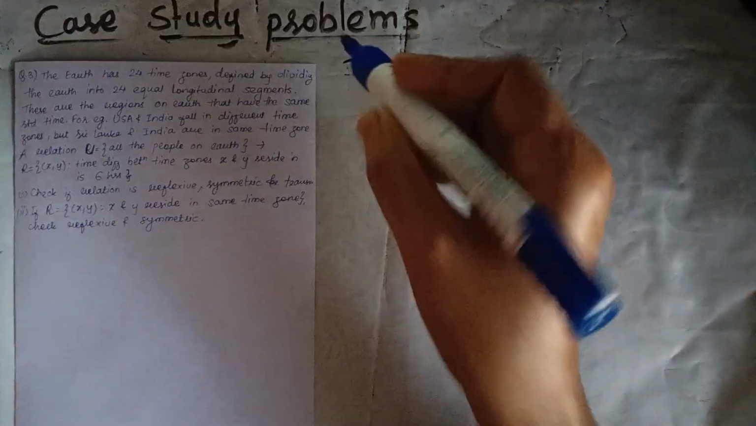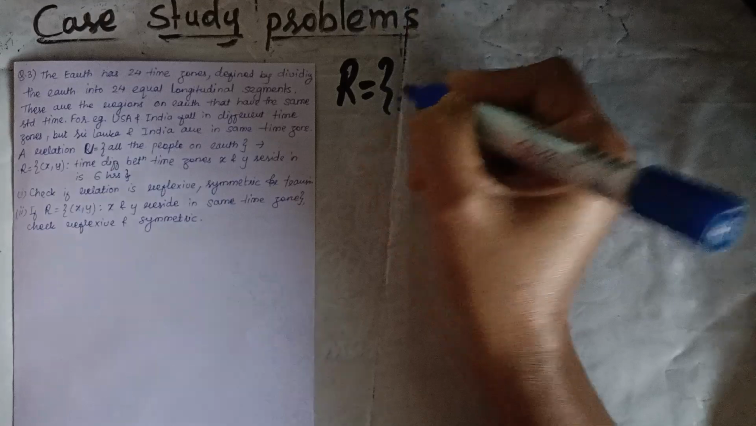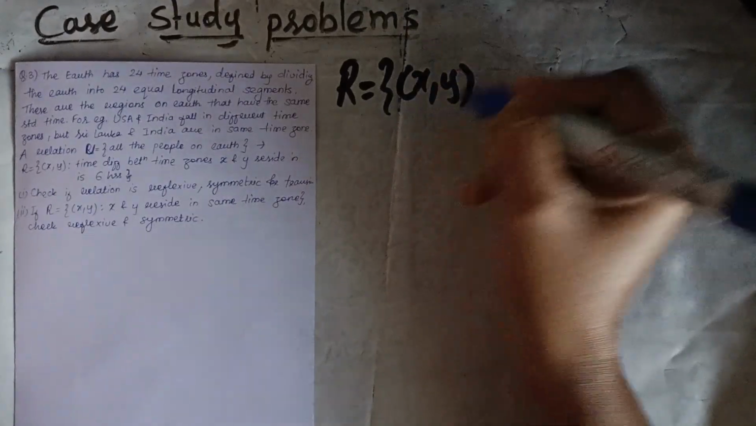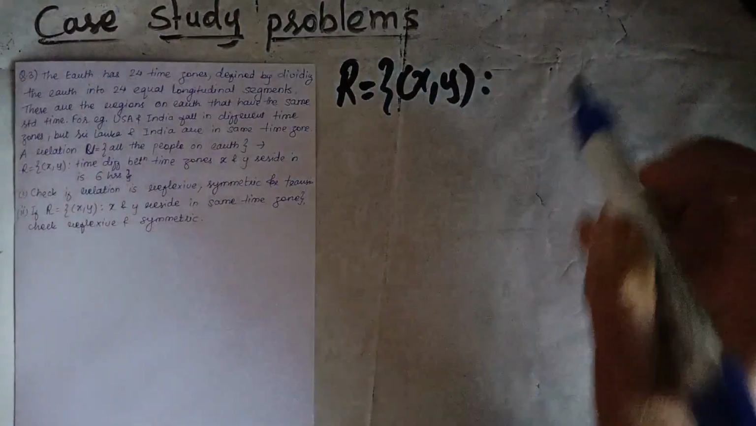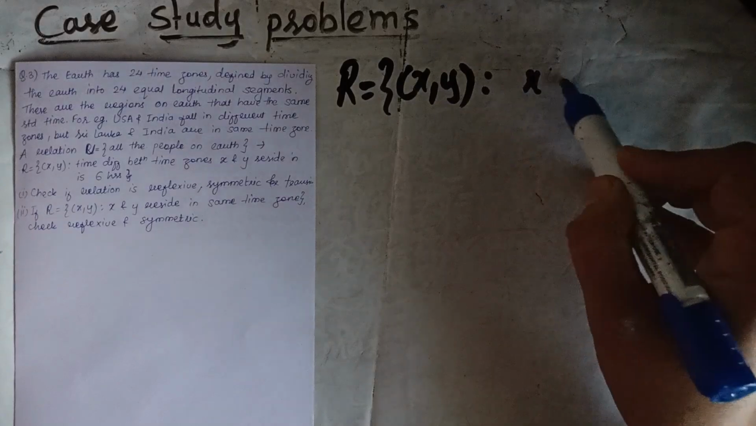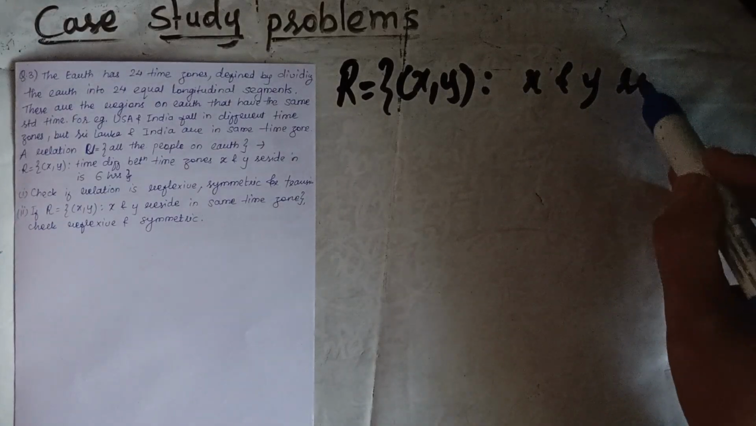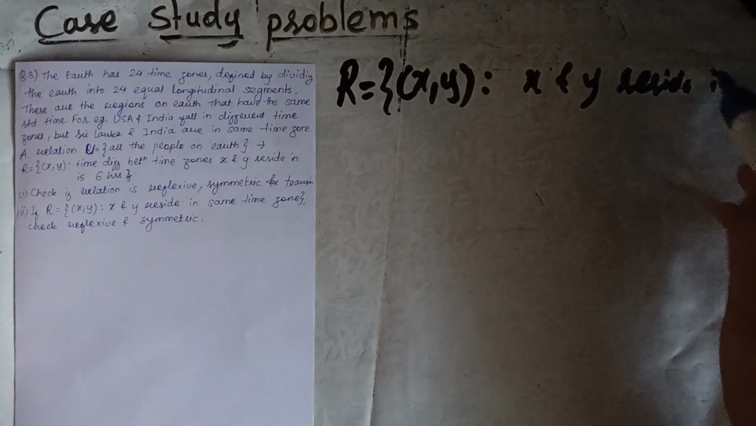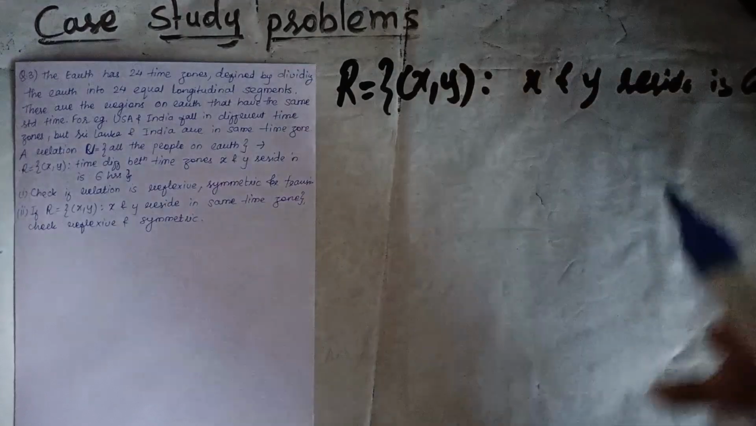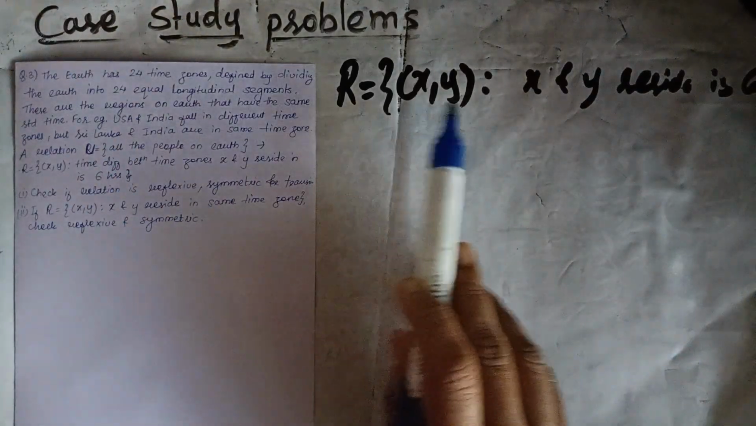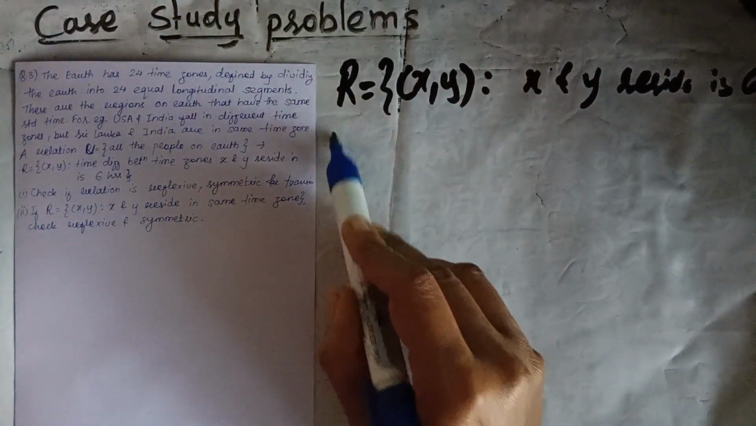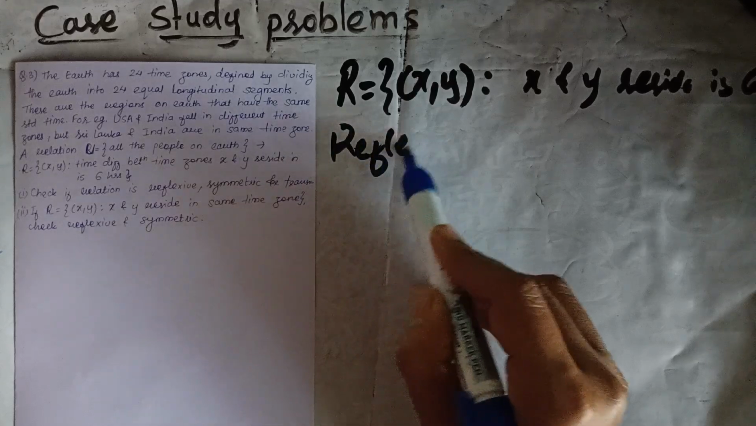Now, the relation is defined as the set of all x, y such that the time difference between the time zones x and y reside in is 6 hours. So the time difference is 6 hours between x and y. Okay, first we'll check for reflexive.